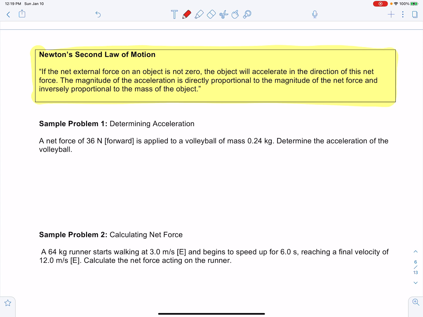So this statement right here, the acceleration is directly proportional to the magnitude of the net force and inversely proportional to the mass, is the basis for that equation we just studied above and a summary of Newton's second law. So this equation that we know is basically a summary for Newton's second law. Let's test it out. Let's see if we can do some problem solving involving Newton's second law of motion.